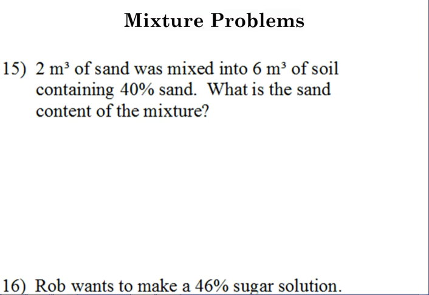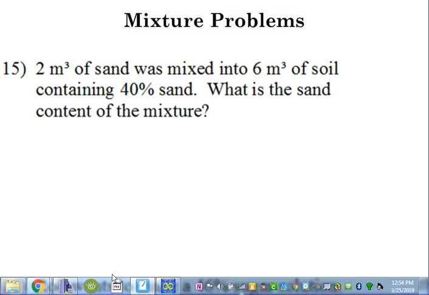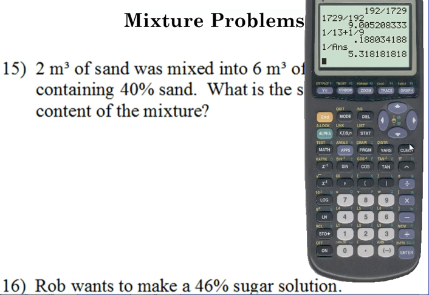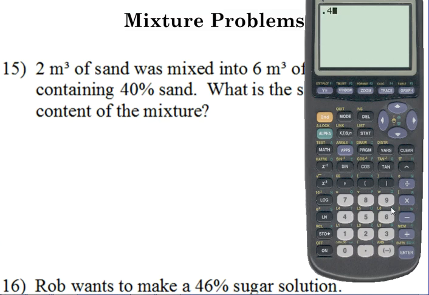Yes. Okay. You don't have to worry about cubing the 6. Okay, that's just the units. Yep. Okay. Multiply 6 times 0.4. That's going to give you how much sand. It's 40% of the 6 cubic meters is sand.